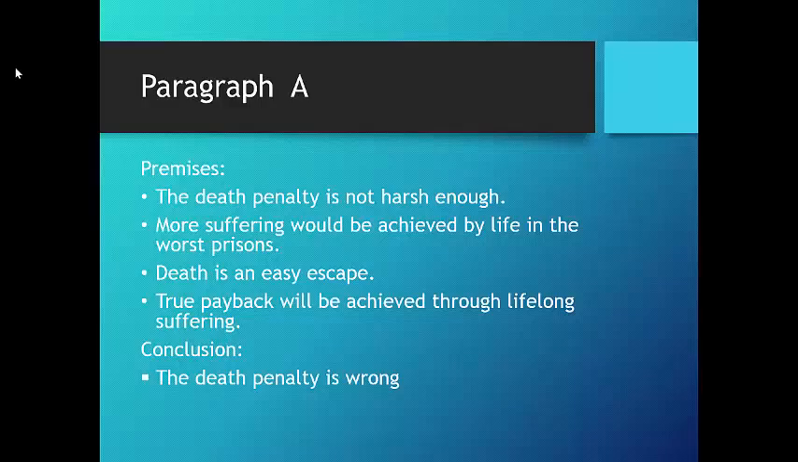So the first choice, paragraph A, or argument number 1, is arguing for the conclusion that the death penalty is wrong. This is the same conclusion that the other 2 arguments are also supporting. So we know that the difference is not going to be found in the conclusion, but in the way that that's argued for. This author's premises are listed here. It's not harsh enough. More suffering would be achieved in the worst prisons. It's an easy escape, and we need to get good payback through lifelong suffering, life in prison.